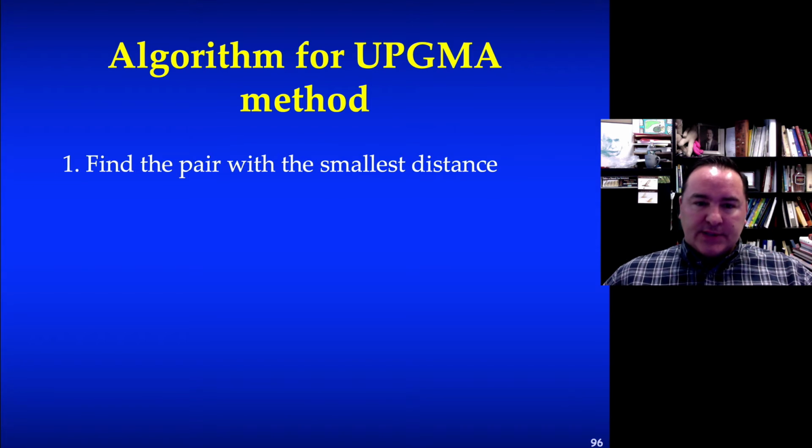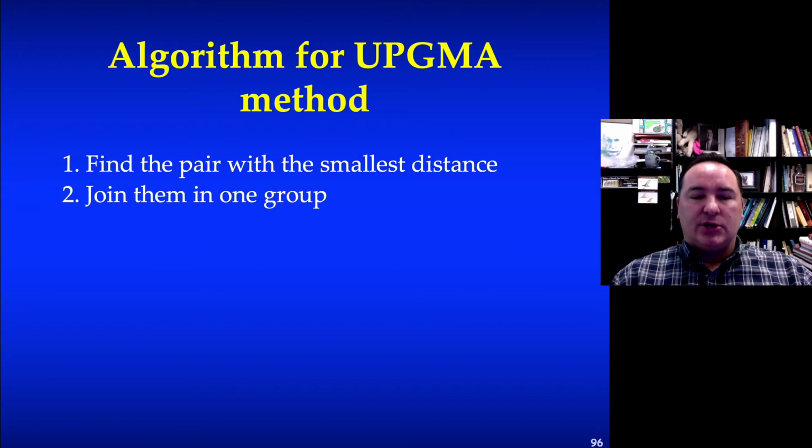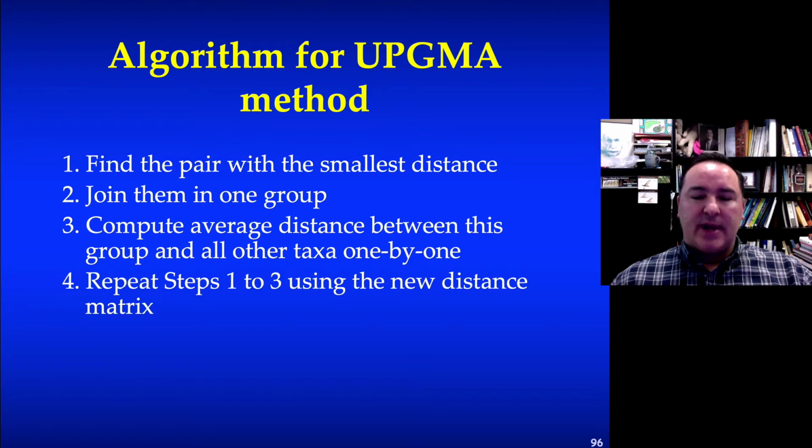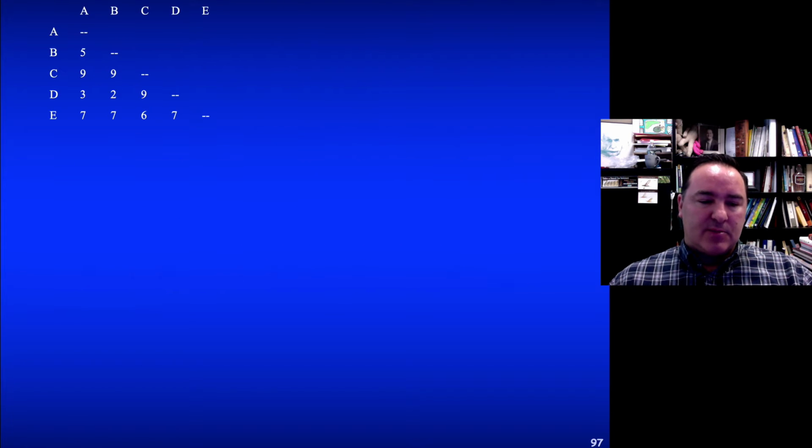So to do this, then, again, let's just talk about the steps again. You find the pair with the smallest difference. You join them in a group. You compute the average distance between this group and all other taxa one by one. You repeat those steps using the new distance matrix, and you just keep going. Okay, so here's a more complicated example of this.